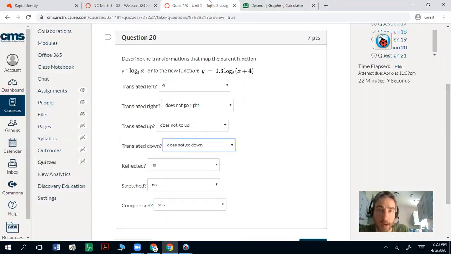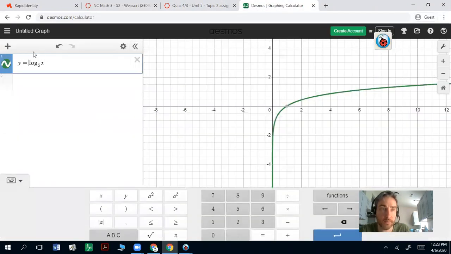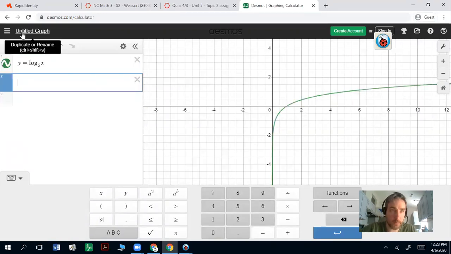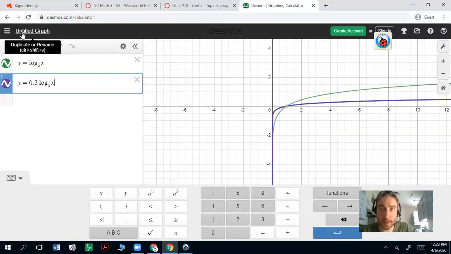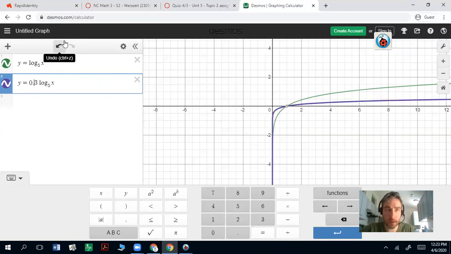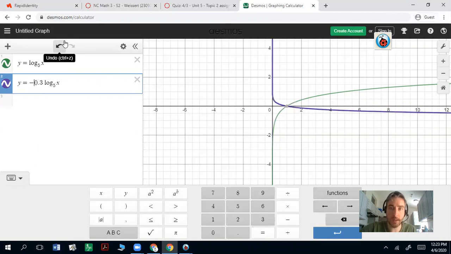Now if I want to compress it, I multiply by 0.3 at the beginning. I'm going to go y equals 0.3 log base 5 of x. Guess what? It made it flatter, compressed it. Let's say it was 3. Stretched it. 0.3, compressed it. Negative, reflects it.